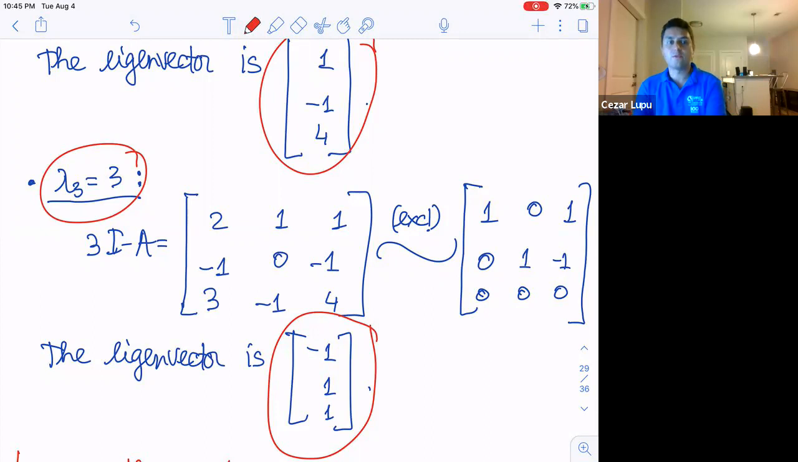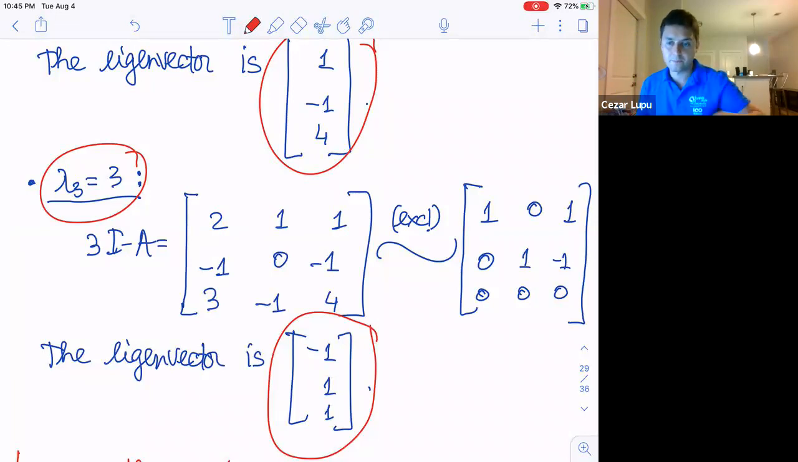So our matrix 3 times the identity minus A is given by the matrix that you see: 2, 1, 1, negative 1, 0, negative 1, 3, negative 1, 4. And again, by elementary row operations, this will row reduce to the following matrix: 1, 0, 1, 0, 1, negative 1, and 0, 0, 0. And again, the eigenvector for this will be negative 1, 1, and 1. Okay, we have found the eigenvalues and their corresponding eigenvectors.